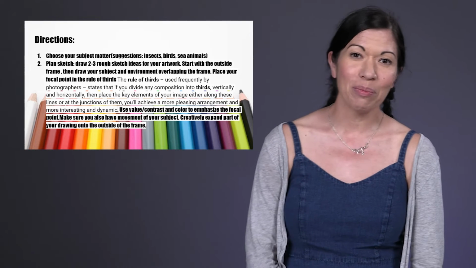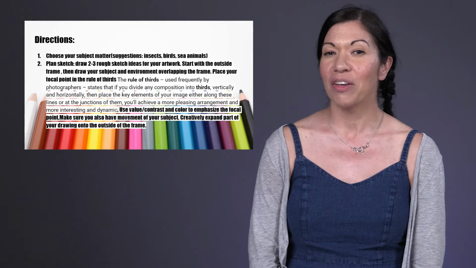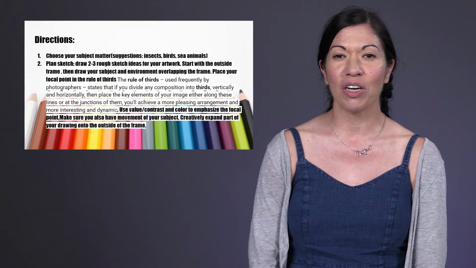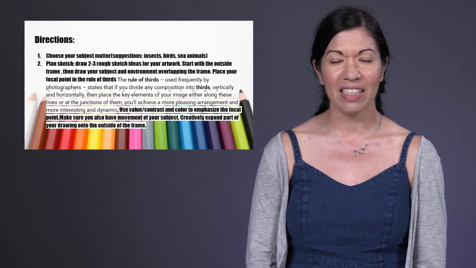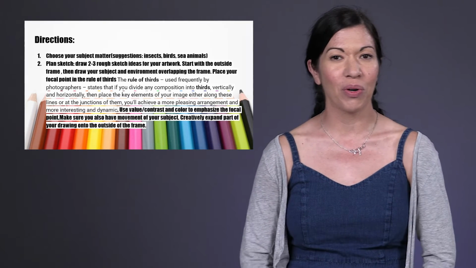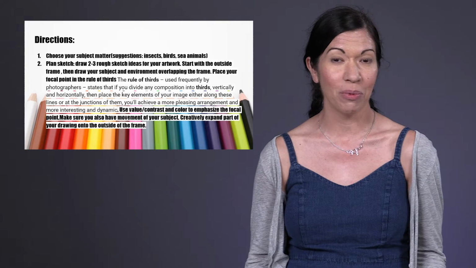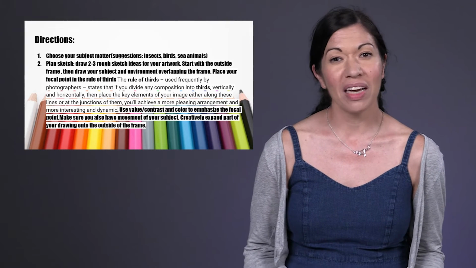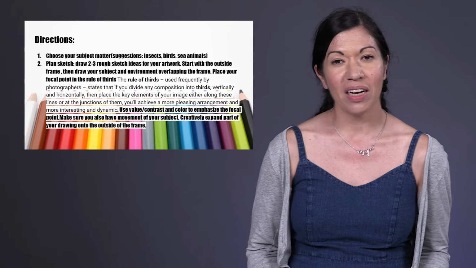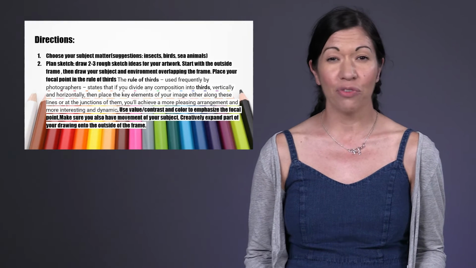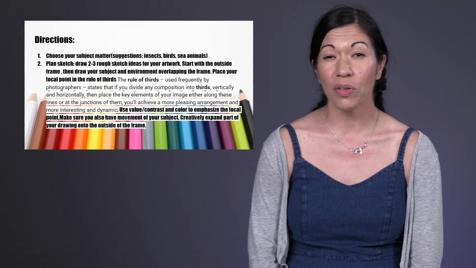Suggestions are insects, birds, sea animals. You're going to create your plan sketch. Next, you're going to draw 2 to 3 rough sketches, ideas of your artwork, what type of movement your subject is going to be creating within the work of art. Start with the outside frame. Then draw your subject and the environment overlapping your frame. Place your focal point in the rule of thirds.